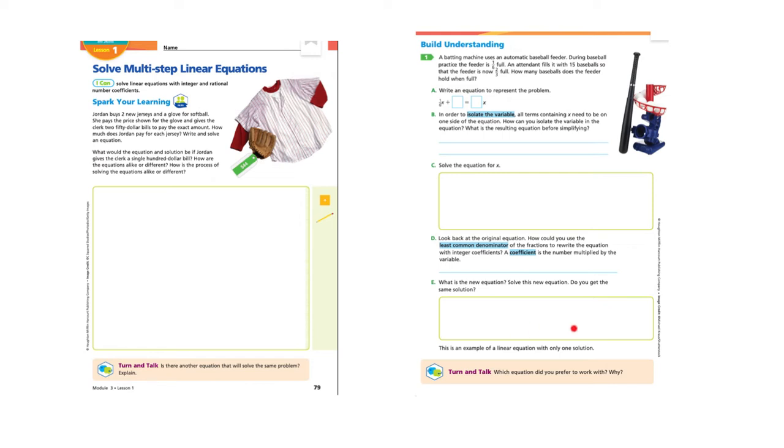And then what is the new equation? Solve this new equation. Did you get the same solution? And so this is an example of a linear equation with only one solution. So that's this first part. If you want to try this turn and talk, which equation did you prefer to work with? So they're saying this one or the one when they ask you to try to have an integer coefficient. So think about that as well. So pause the video here, work on that.